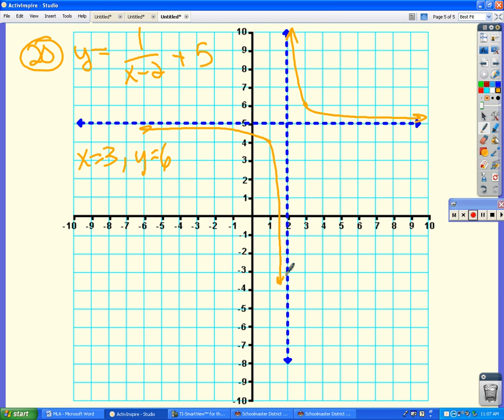Domain and range. The domain is easy. It's from negative infinity to 2, and from 2 to infinity. And the range is from negative infinity to 5, and 5 to infinity.